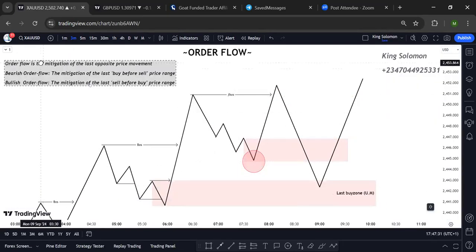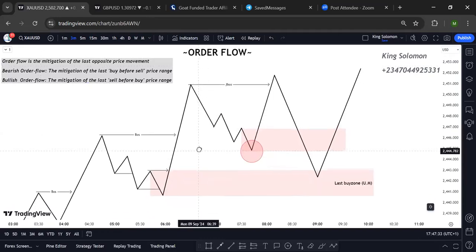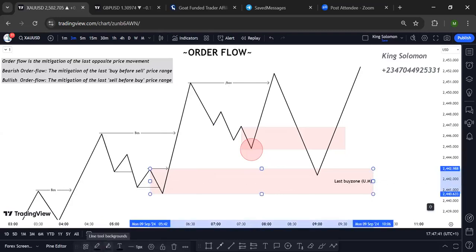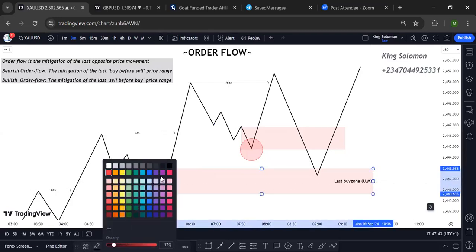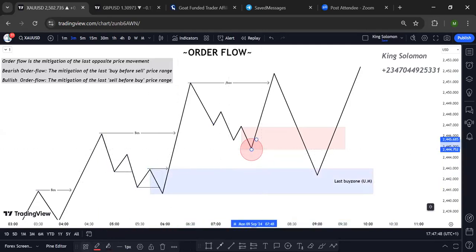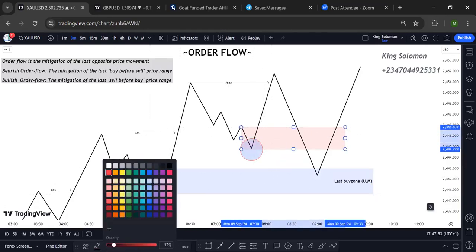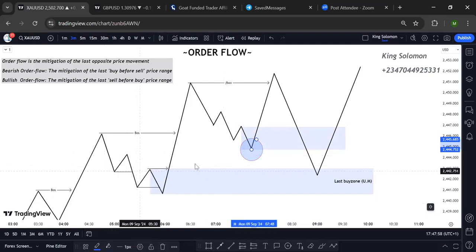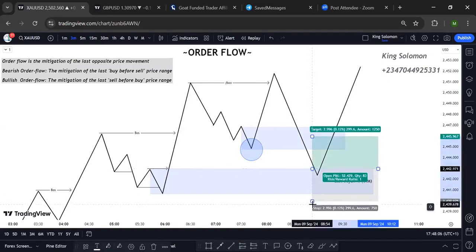That's the sell before the buy, right? So I have to change this back to its normal color. This and this, right? So this is pretty much it. And in the normal case, you would have taken your trade from here.